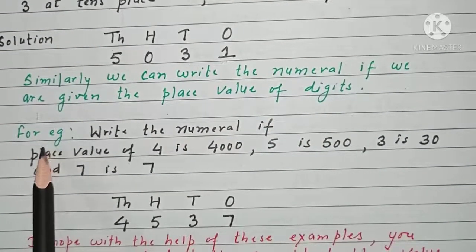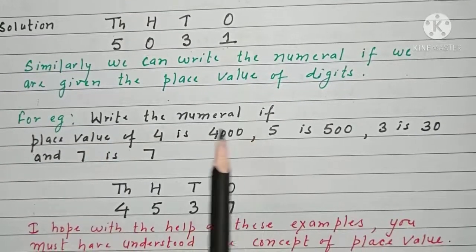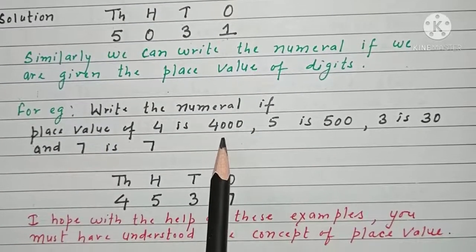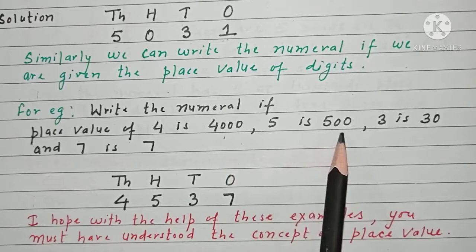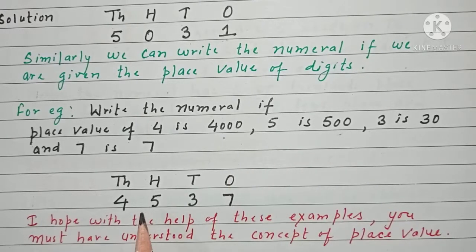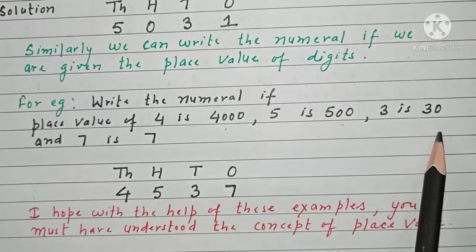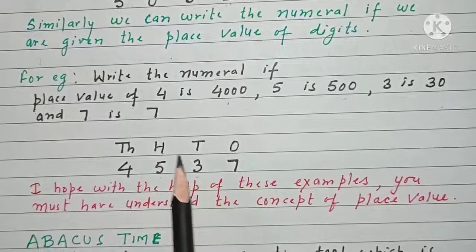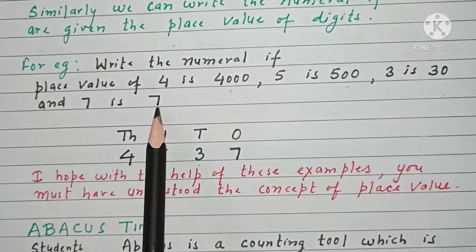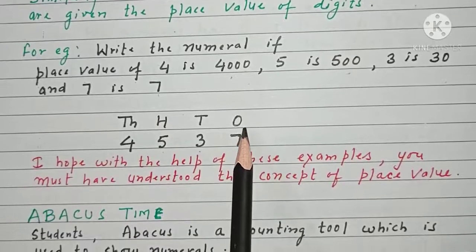Let us do one more example. We have to write the numeral if the place value of 4 is 4000. The place value is given. 4 is at the thousands place. 500 means 5 is at the hundreds place. The place value of 3 is 30, which means 3 is at the tens place. And the place value of 7 is 7, which clearly says that 7 is at the ones place.